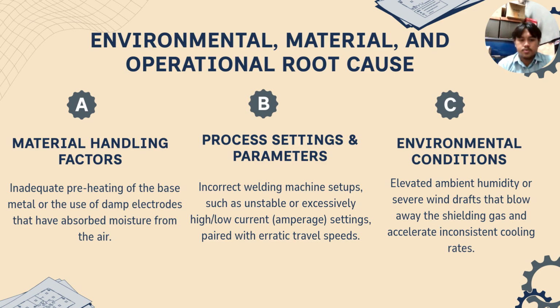Okay, for the next one, we are focusing on environmental, material, and operational root causes. So to summarize, the root causes fall into three categories: material handling, such as damp electrodes or inadequate preheating; process settings, which involve unstable currents and erratic travel speeds; and the last one is environmental conditions, like high humidity or wind drafts that disrupt the shielding gas.